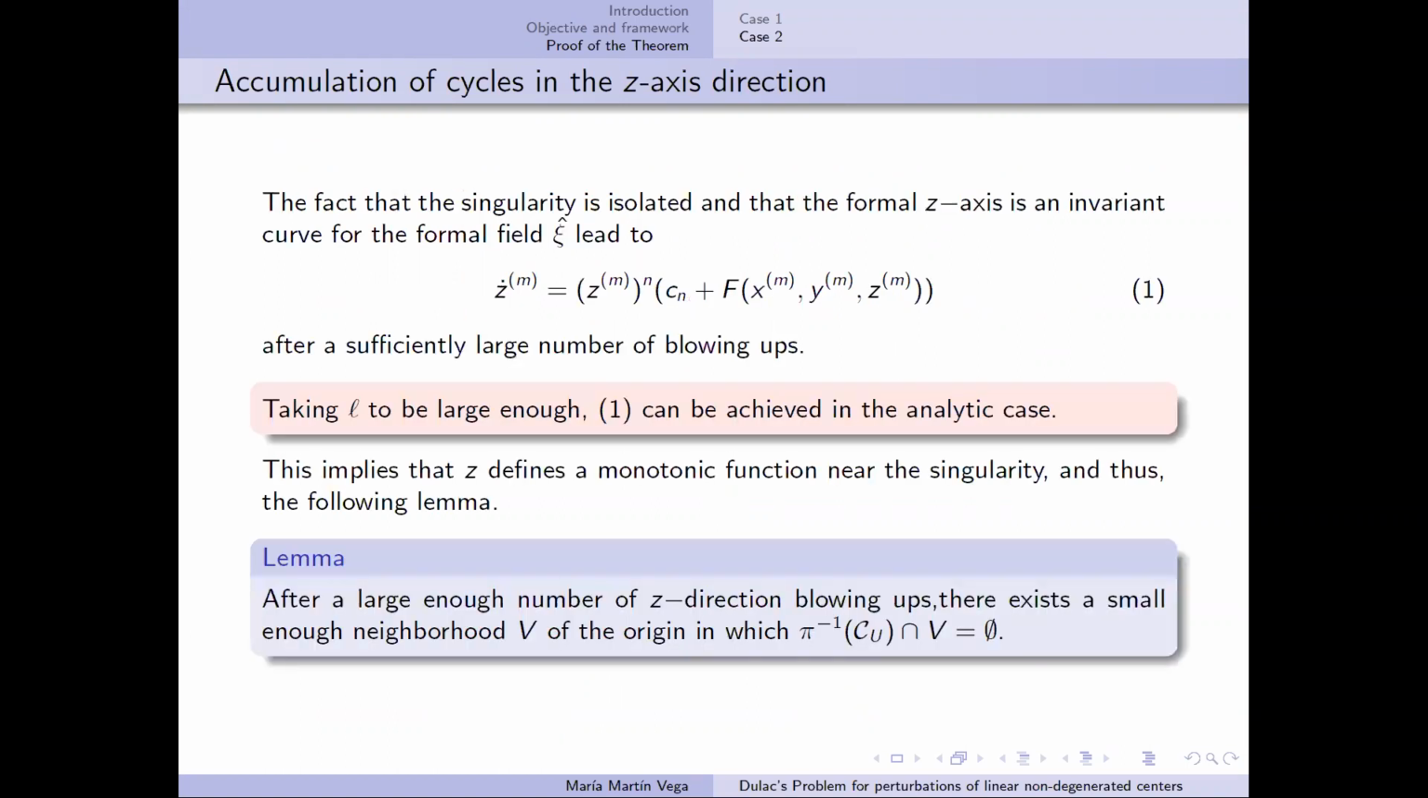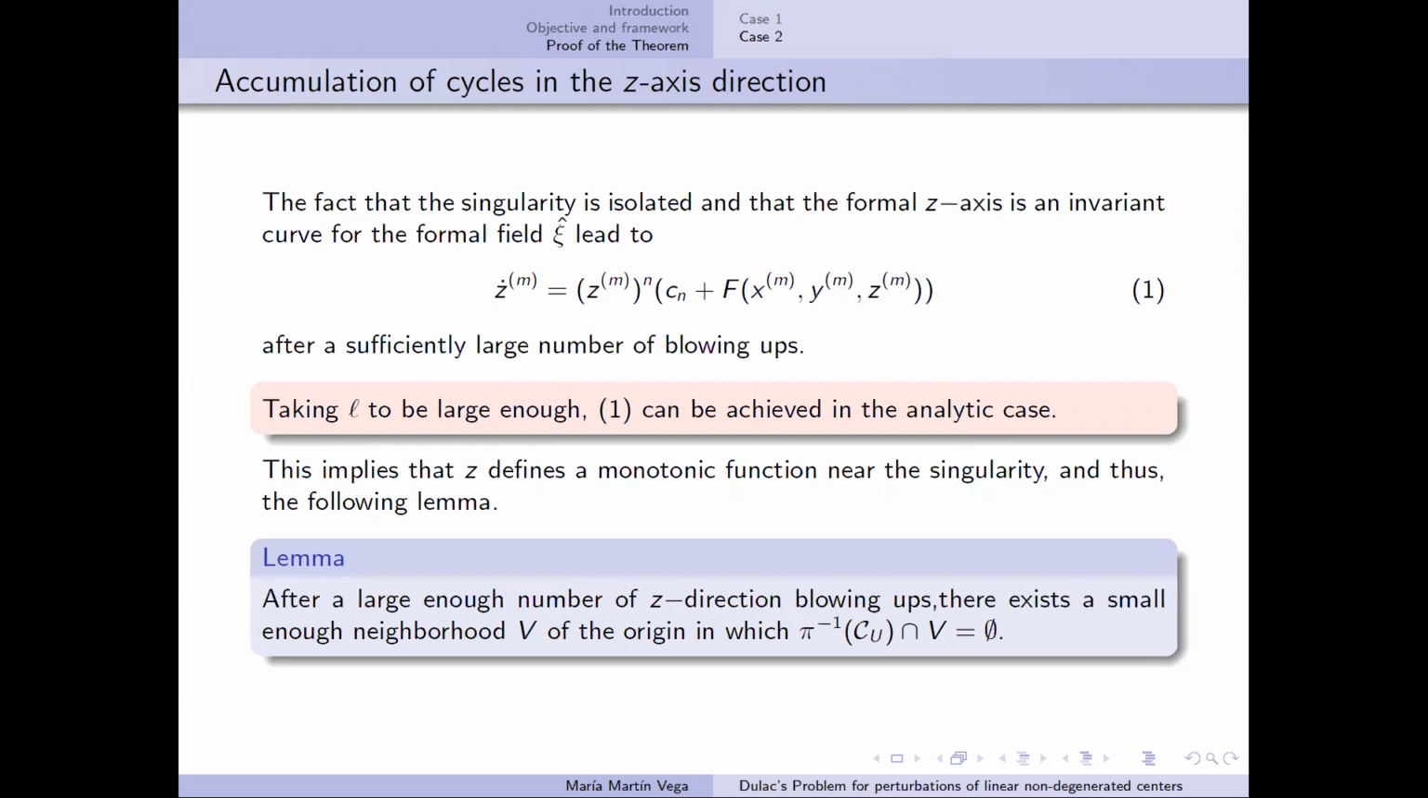So after an iteration of blowing ups, we find this condition here, that is that the derivative of z is just some power of z times a unit. So this z is a monotonic function around the origin of the last chart after the iteration. And we achieve this situation because of the condition that I set at the beginning of this part, that the singularity is isolated. Well, taking L to be large enough, as we have similar LZ, we find also this same situation.